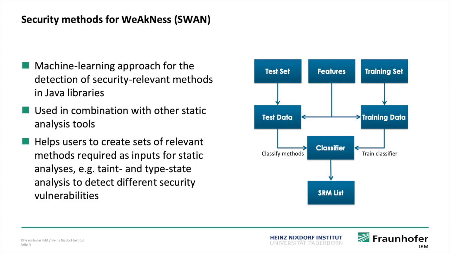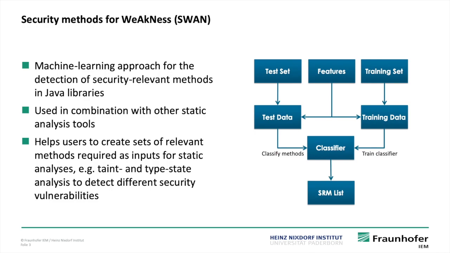Some features include information like method names and specific data flows in methods. The training set, the features, and the test set, which are the libraries being evaluated, are then used as inputs for the Vector classifier. The output would then be the security relevant methods.